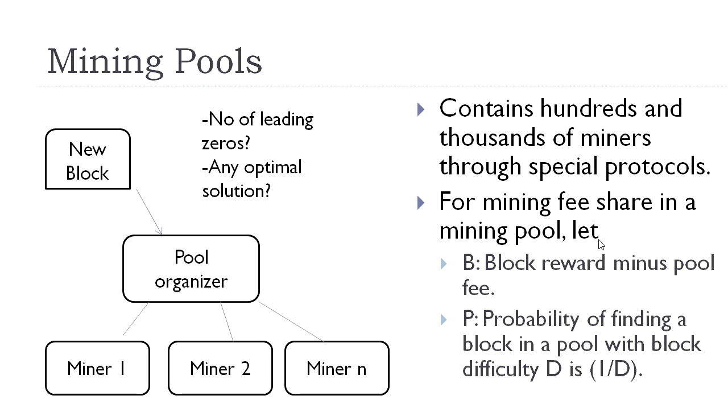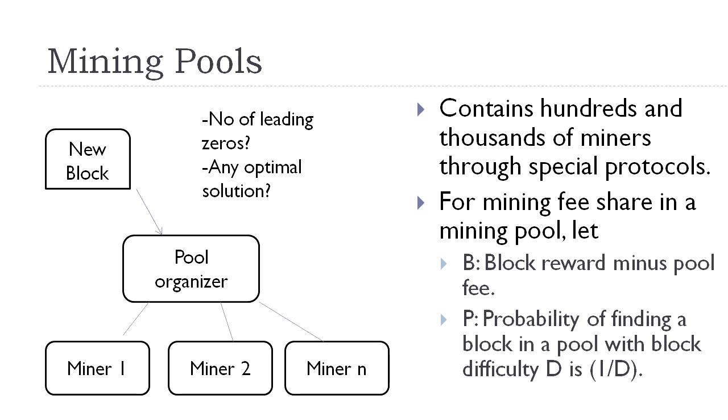For that, what they will do is let B be the block reward minus pool fee. That means if the block reward is around 3 BTC, and the mining pool fee is around 0.5 BTC, then that will be deducted in the beginning itself. So if the miner identifies the block, then the 2.5 BTC will be shared based upon their prior agreements.